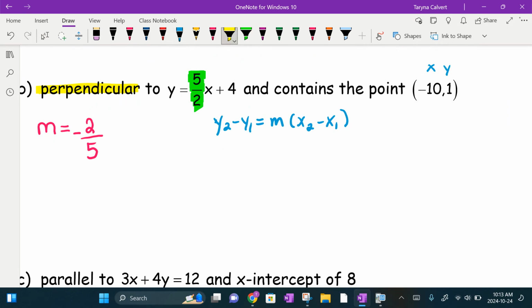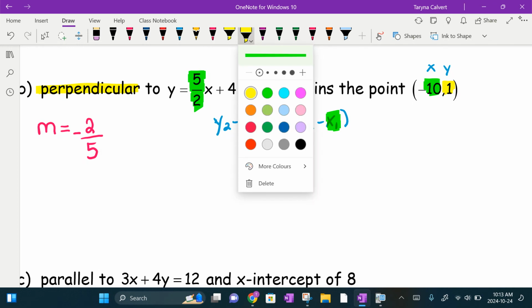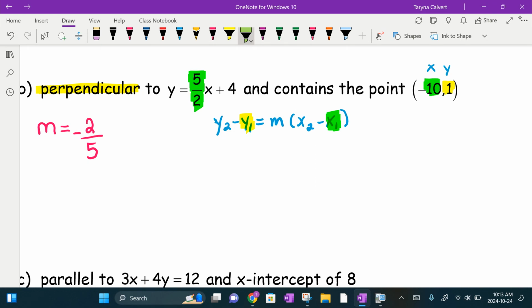So if I do this, I have to substitute my y in. I have to substitute my x in. I like putting it in for the second term. And then I have to substitute my slope in. So y minus 1 equals negative 2 over 5, x minus a negative. So you guys okay if you're using this method, a minus a negative is a plus 10?